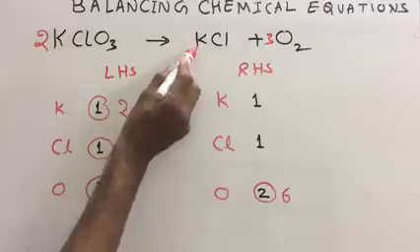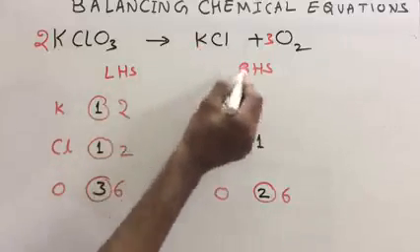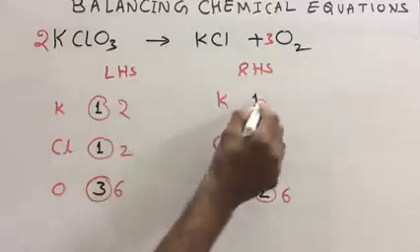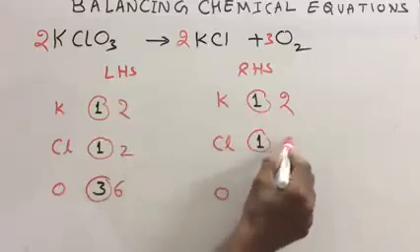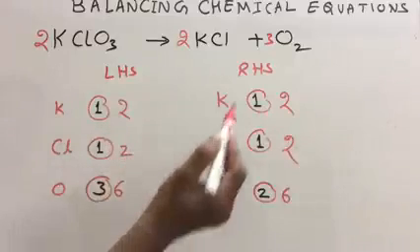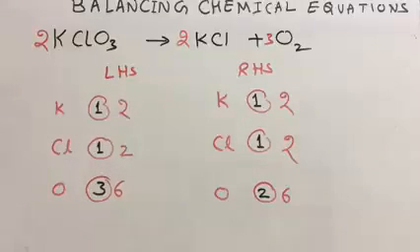Here we have chlorine that is unbalanced, then multiply with 2. So you will be getting 2 potassium as well as 2 chlorine. 2, 2, 6, 2, 2, 6. That means the equation is balanced.